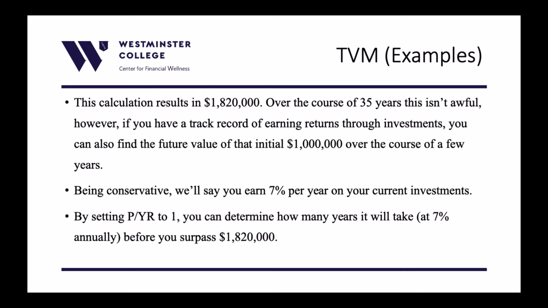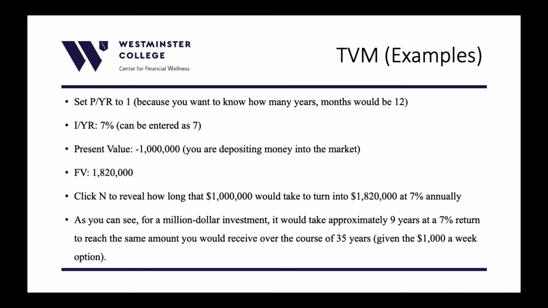However, if you have a track record of earning returns through investments, you can find the future value of that initial $1 million over the course of a few years. Being conservative, we'll say you earn 7% per year on your current investments. By setting PYR to 1, you can determine how many years it will take at 7% annually before you surpass that $1,820,000 over 35 years. Set PYR to 1 because you want to know how many years. If you wanted to know how many months, you would set PYR to 12.